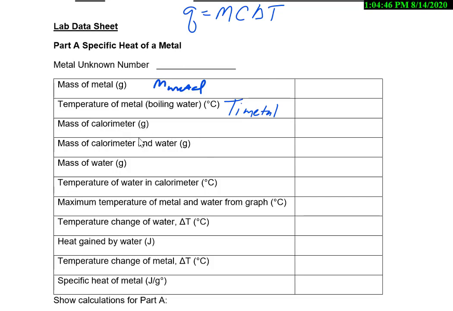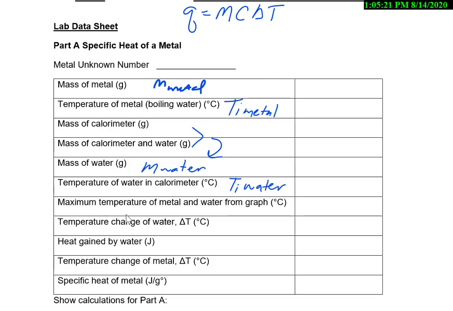Okay, the mass of the calorimeter, that's going to be your coffee cup. It's a styrofoam cup. And then we've placed water in it. And so then we'll subtract these two values. We'll use this and this to calculate the mass of just the water. So I jumped ahead to water for a minute, but that's the mass of the water. So you can see the two are separate. The temperature of the water in the calorimeter, that's the initial temperature of the water.